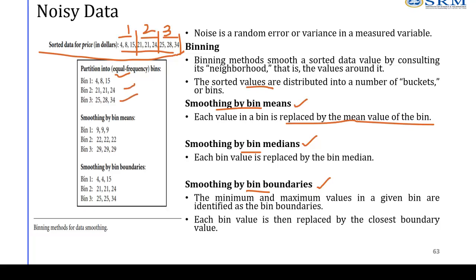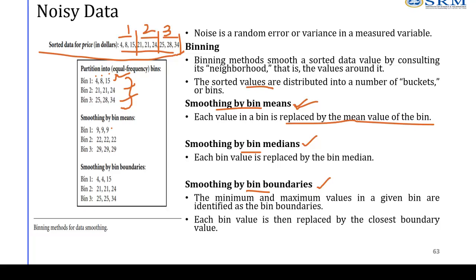Now how do I smooth these bins using bin means? Each value in a bin is replaced by the mean value of the bin. So what is the mean value of this bin? 4 plus 8 plus 15 divided by 3, so the mean value will be 9. Each and every value in this bin will be replaced by the mean value, 9.